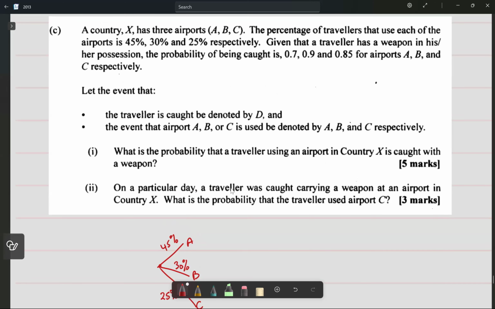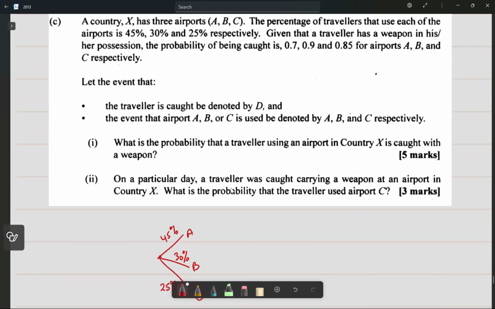Now continue reading the question. Given that a traveler has a weapon in his possession, the probability of being caught is 0.7, 0.9, and 0.8 for airports A, B, and C respectively. So it's saying that if you're in A and you are caught, they said that D is the denotation for being caught. I don't know why they chose D, but okay. So if you're in A and caught, it's 0.7.